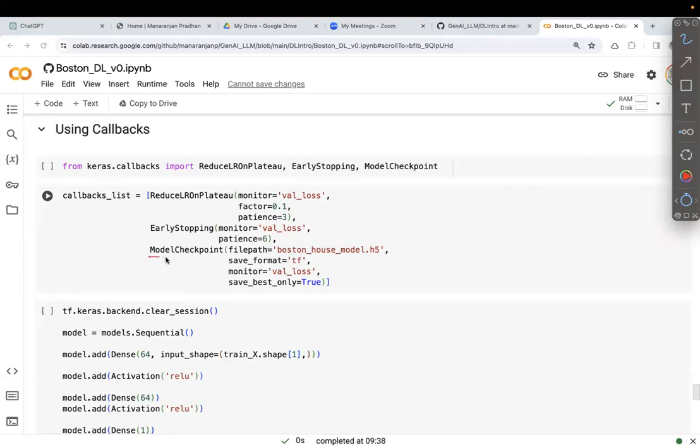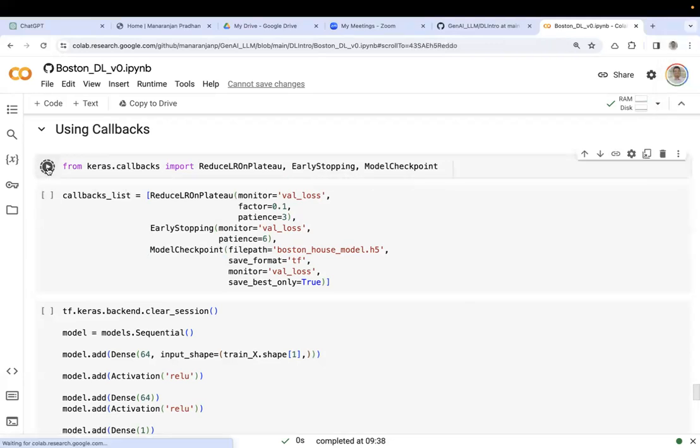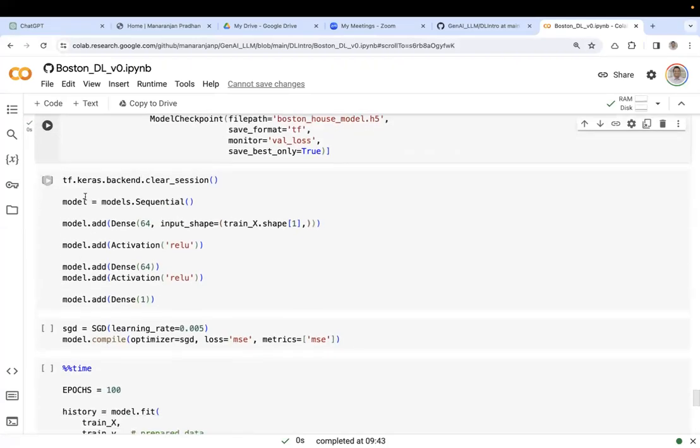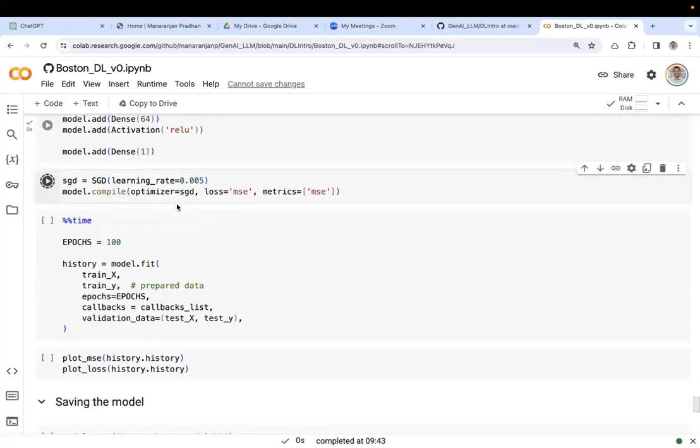And then there's something called a model checkpoint, which ensures that when the loss function is reduced and then, let's say, it increases again, it always keeps track of the model which gave the least loss, and checkpoints it to the file path. Somewhere it's going to store it, and you can leverage that to deploy it. So from Keras callbacks: reduce LR on plateau, early stopping, and model checkpoint. You can do that. Then build the model.